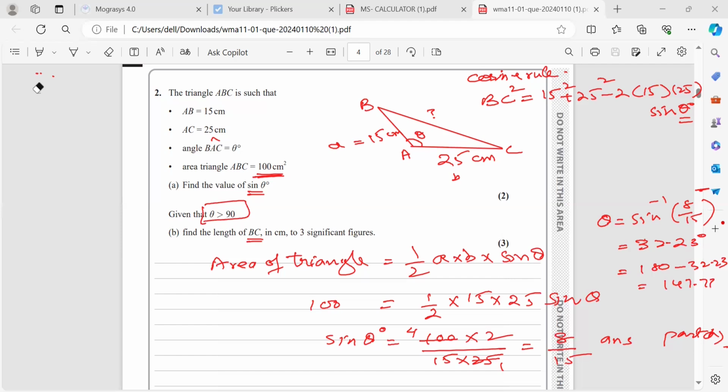Now here we can write this is 147.77 and apply this theta angle in this formula. So we get here cosine of 147.77. And when we solve it with the help of calculator, we get the answer. Answer becomes 38.5 centimeters, which is the answer of part B. Hope you understood it. Thank you very much for watching.